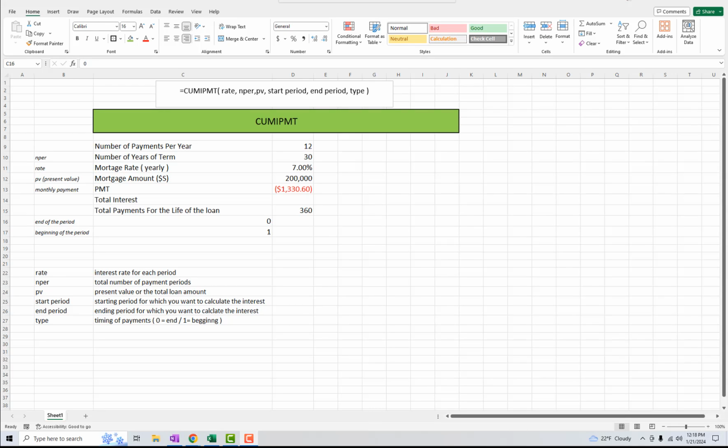Hello everyone. In this video, we're going to learn how to calculate the cumulative interest paid on a loan over the life of the loan. To do this, we're going to use the cumulative interest formula in Excel, which is used to calculate the cumulative interest paid between two specified periods.